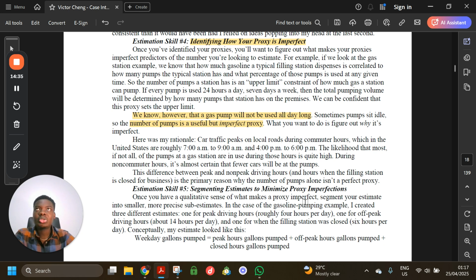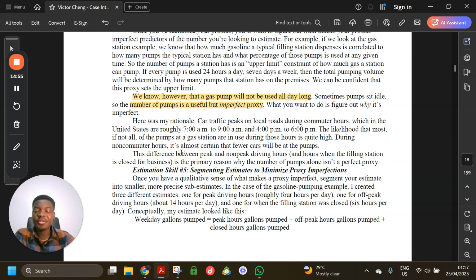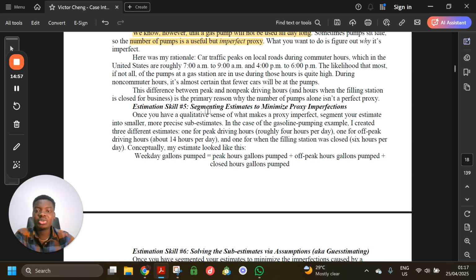So to make this a little bit simpler, it is useful, while making your estimate and getting your proxy, to also identify the limiting factors for that proxy, so you don't just balloon your estimate and give a very large, unreasonable number. The fifth skill is being able to segment your estimates to minimize your proxy imperfections.